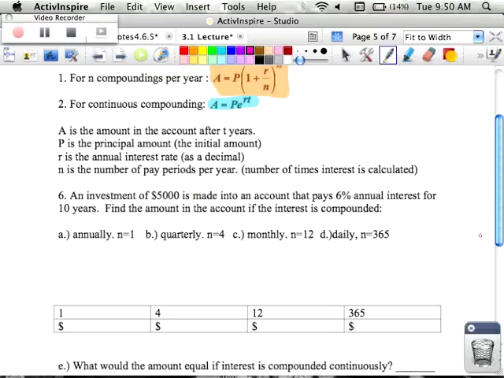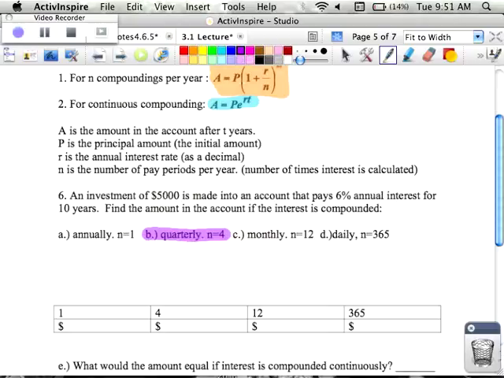Quarterly. If I want to find the amount of money quarterly, what I would do is, wait a minute, is this continuous or not? No, because it says quarterly. That means 4 times. Continuous means you can't tell me how many times, it goes on forever, an infinite number of times. So I'm going to use the orange formula.